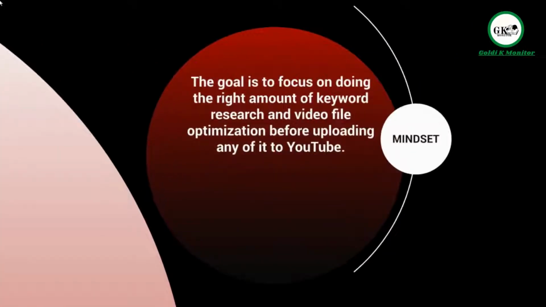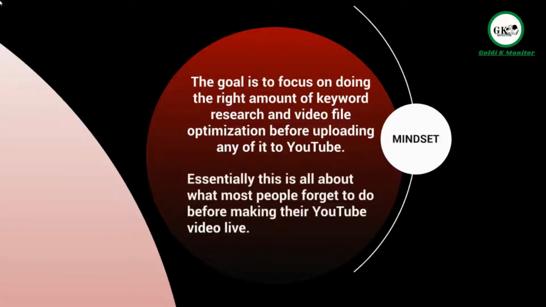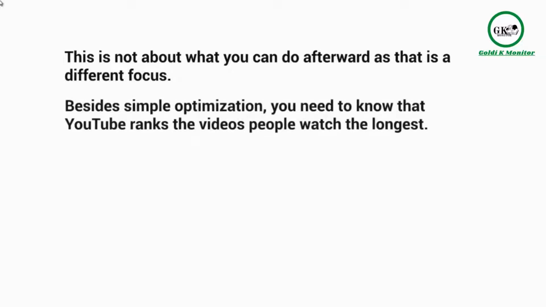I want to first start out by saying the goal is to focus on doing the right amount of keyword research and video file automation before actually uploading any of it to YouTube. So essentially this is all about what most people forget about doing before making their YouTube video live. Most people think about what to do after they upload the video, but they don't really think about what they have to do before making it live. So this is not about what you can do afterwards, as that is a totally different focus, but rather before.